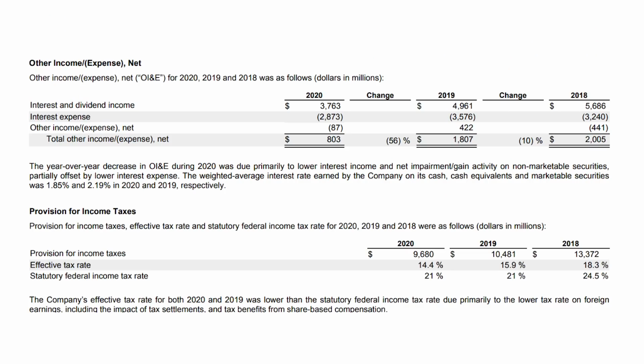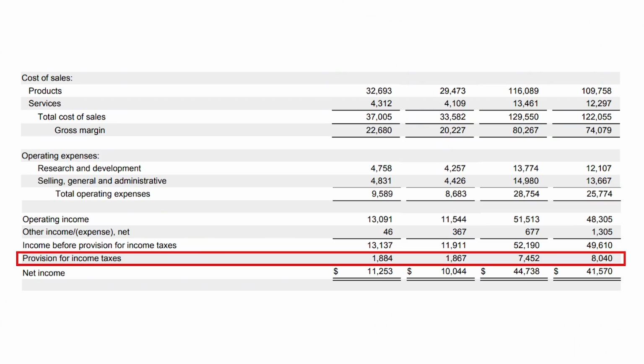But when you look in the notes on this, you see that it's a combination of the interest and dividend income that the company makes on its cash, plus that interest expense, which totaled nearly $2.9 billion in 2020. So not an insignificant expense and something that we'll need for one of our financial ratios later. Then you're going to see some kind of tax expense or this provision for income taxes.